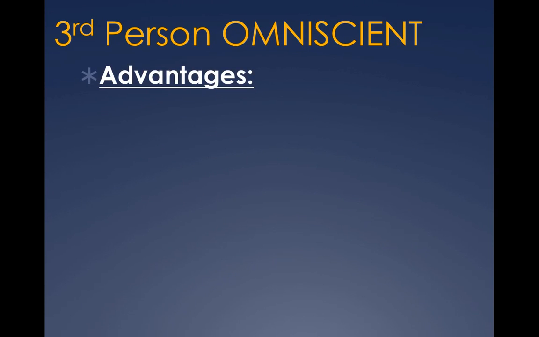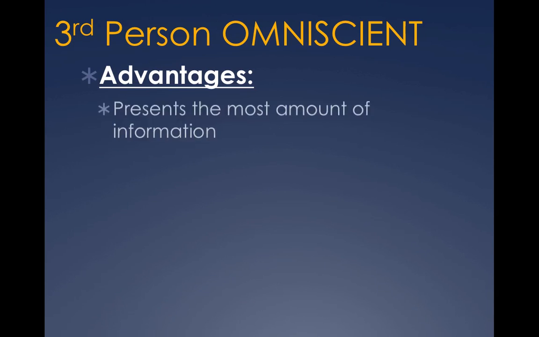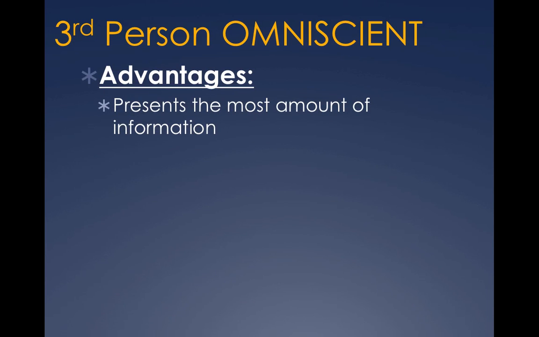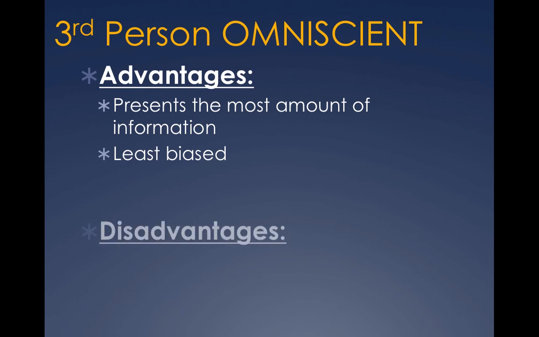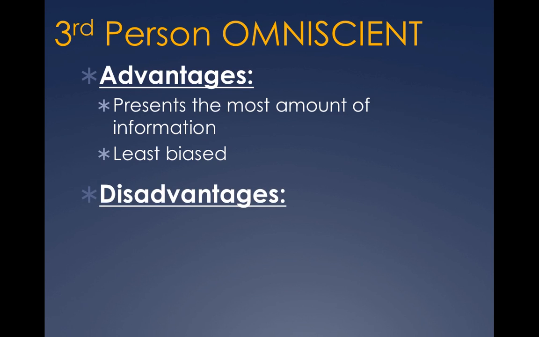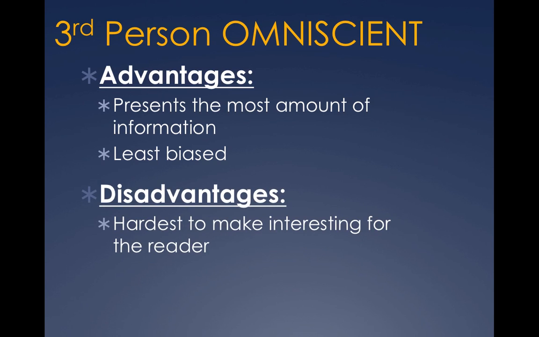Some advantages of third-person omniscient. This is the point of view that presents the most amount of information, meaning we get information from all different perspectives, and because of that, it's least biased. We're able to see that it's not twisting the story from any one person's perspective since we get all of them. A disadvantage to third-person omniscient is sometimes it's the hardest to make interesting for the reader. Because we have so many perspectives going on, we never really get focused on one too much.